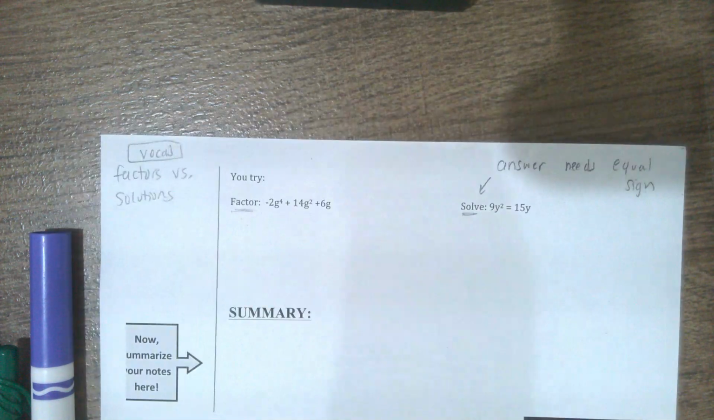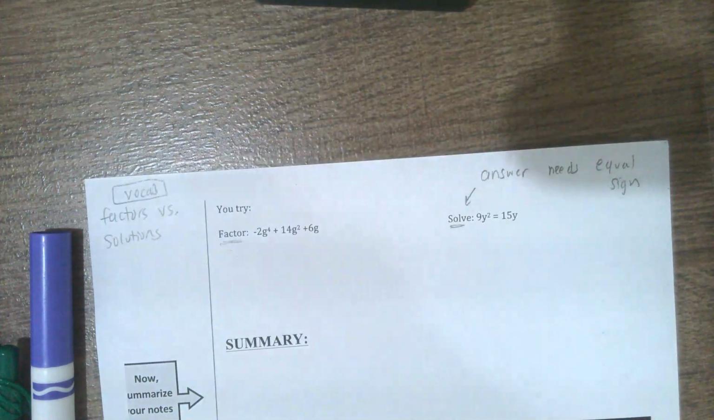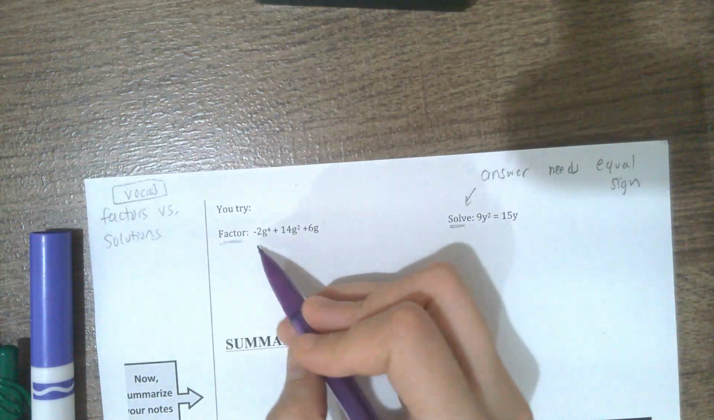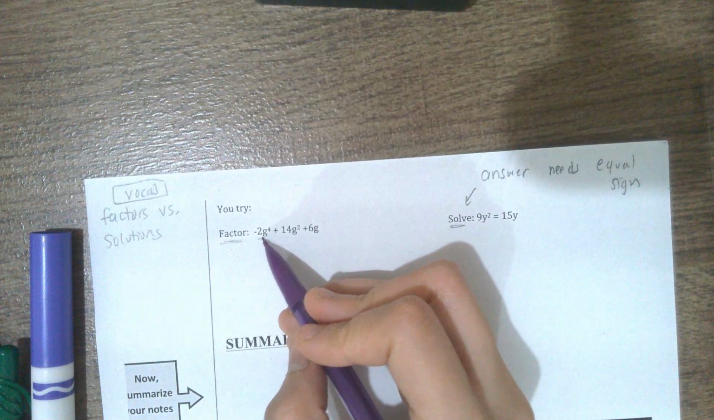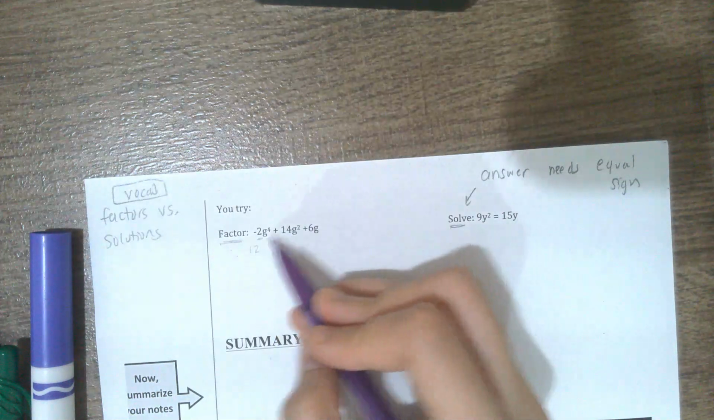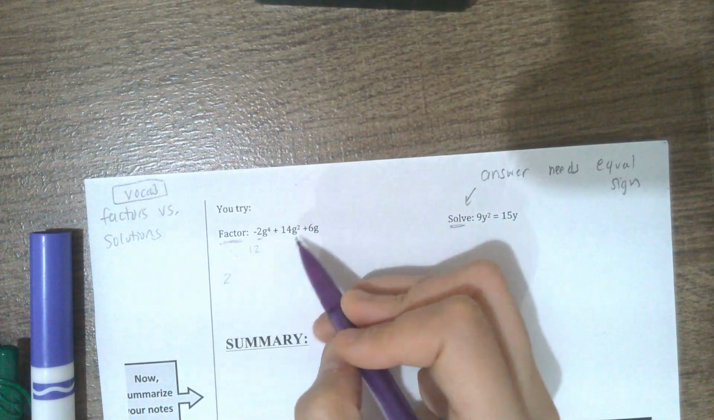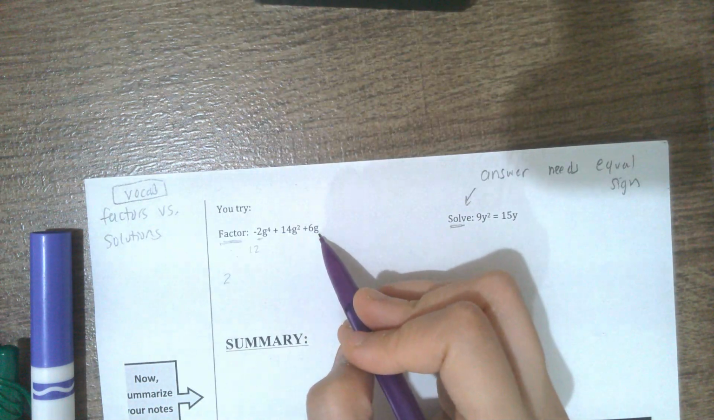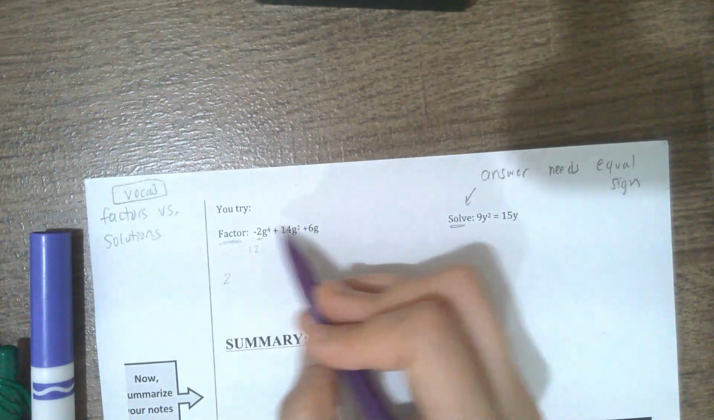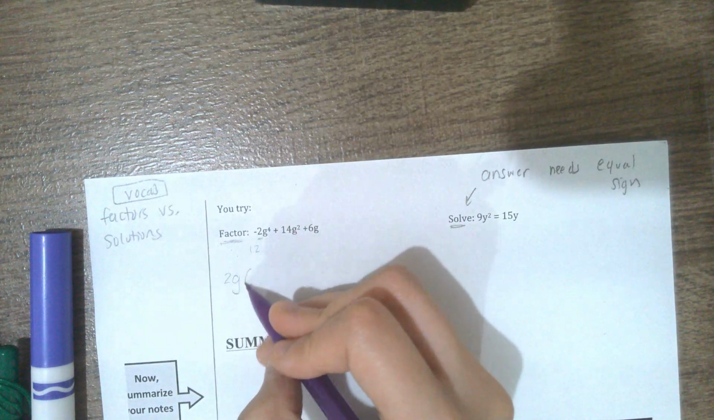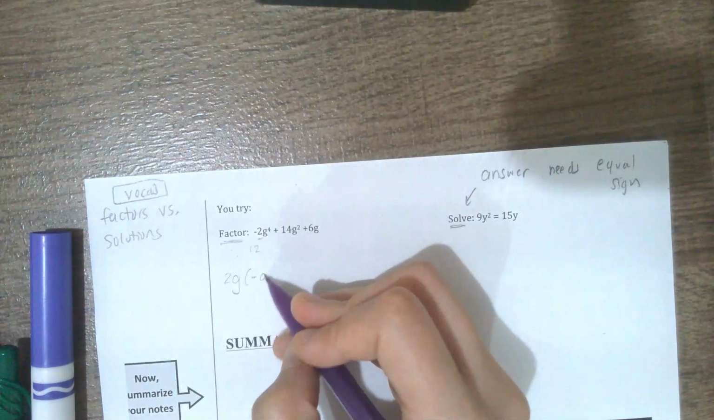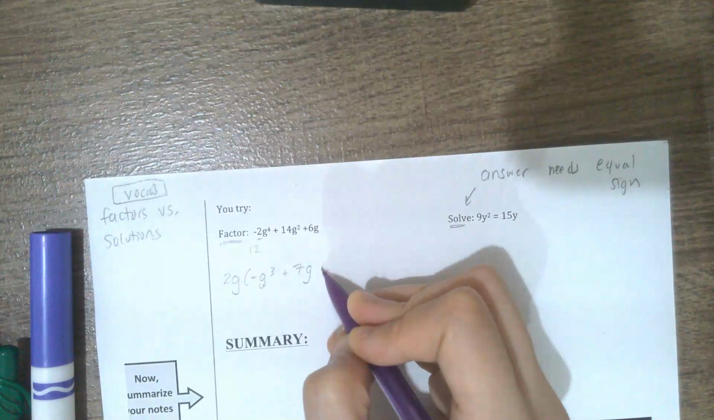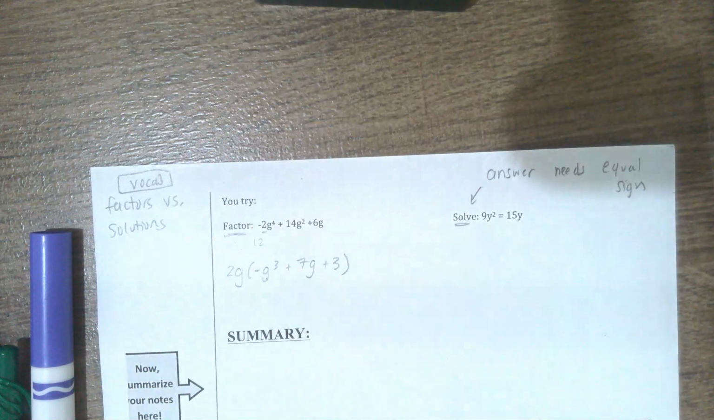So remember, first we check the numbers and then we check the letters. The smallest number is 2 and 1, so they're all divisible by 2. And then this has 4 g's to give, this has 2 g's to give, and this has 1 g to give. So altogether, the maximum that they can all give is just 1. So this becomes negative g cubed plus 7g plus 3. And that's it, we factored it, right?